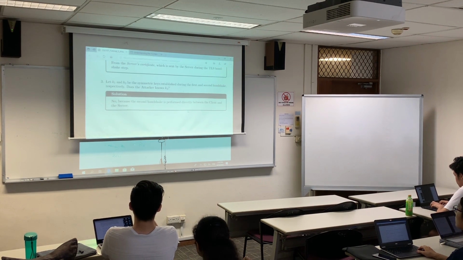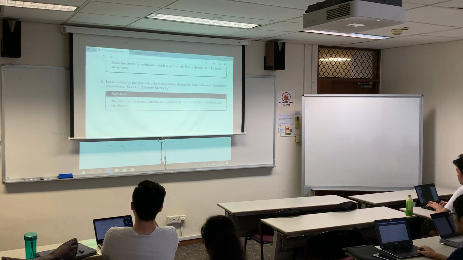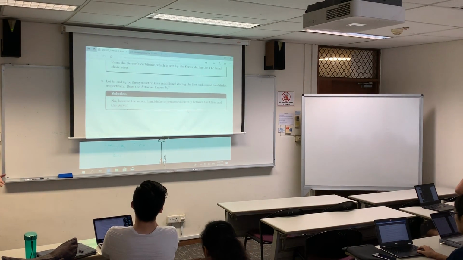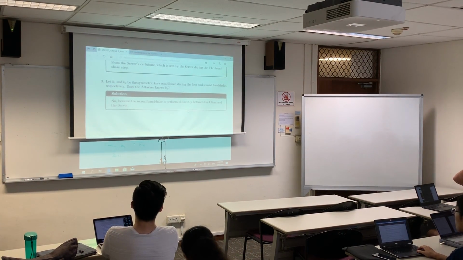Okay, so the next question is, does the attacker know K2? Actually, we have discussed this. The attacker does not have access to K2 because K2 is generated on the client side with the random numbers generated by the client, right? And since the attacker does not have access to these random numbers, he does not have access to K2.